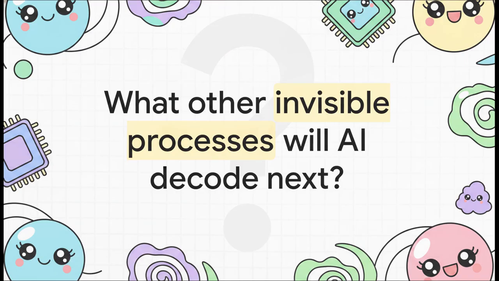Which leaves us with a truly thrilling thought. We just saw AI seamlessly learn the continuous physical evolution of an uncountably infinite quantum system. If AI can do that, if it can decode and perfect the invisible path of a single qubit, what other complex, invisible physical processes in our universe will we use it to decode next?